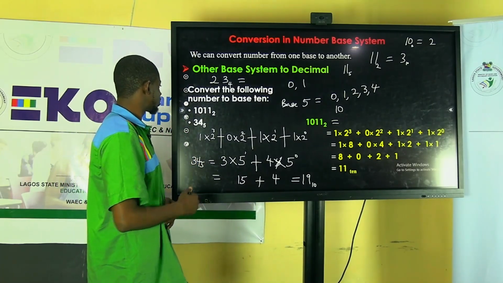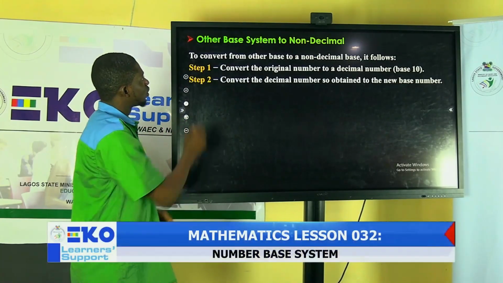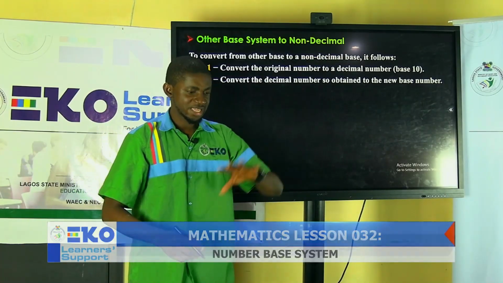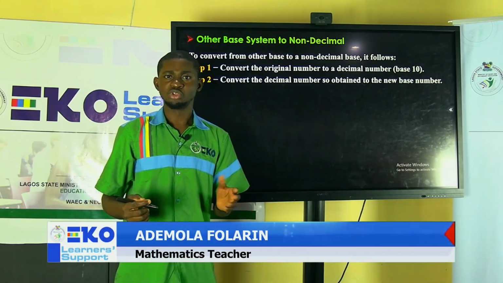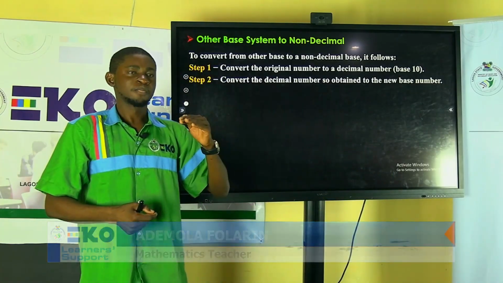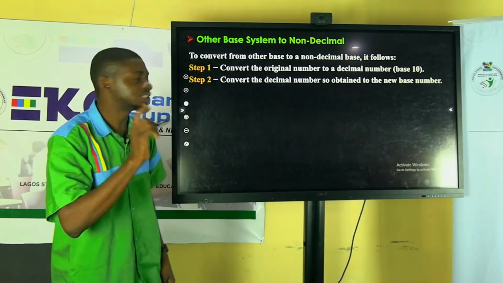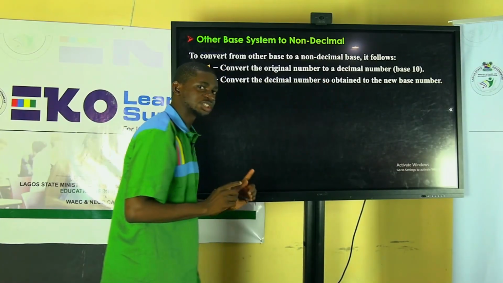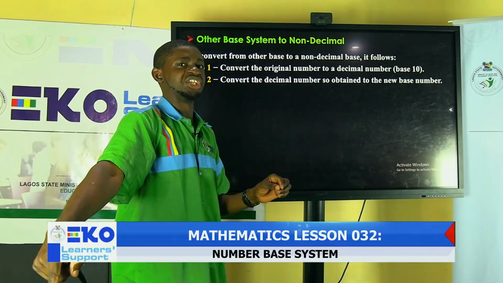So let's look at another way of converting, that is conversion from another number-based system to non-decimal. When you are converting from any base system, either base 2, base 3, base 4 to base 10, it's so simple, you just multiply the individual digit by the base and give it that power. But if you are doing it to non-decimal, that is non-base 10, now this is how we move. You convert the original number given to you to decimal, that is, you first take it to base 10, then from base 10, we take it to the new base.